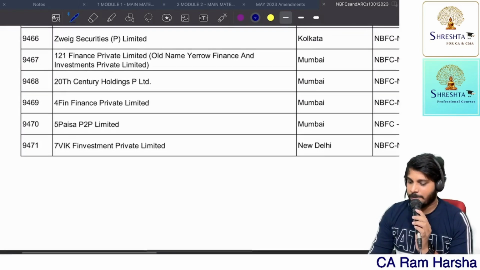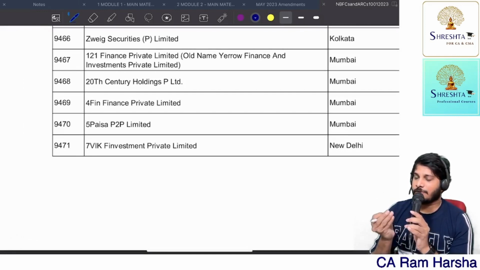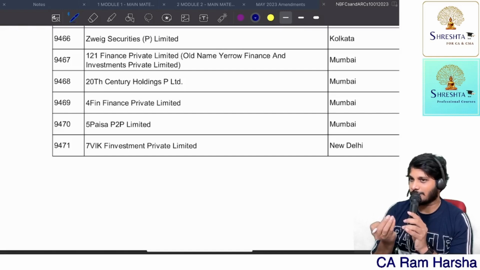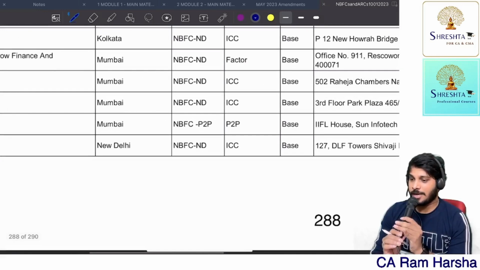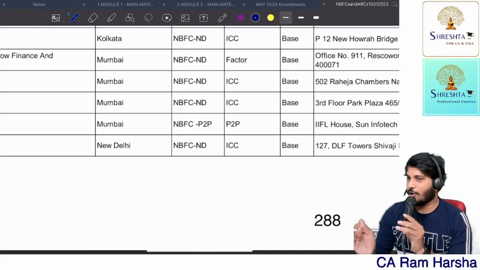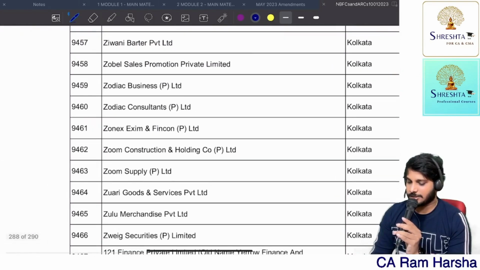You see, 5paisa, it's actually a demat broker where you can open a demat account. They recently ventured into a P2P platform, peer-to-peer lending. I'll tell you what all they are. I will discuss what all those platforms are.